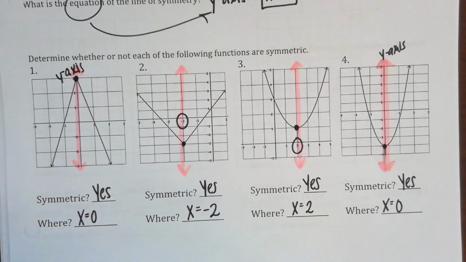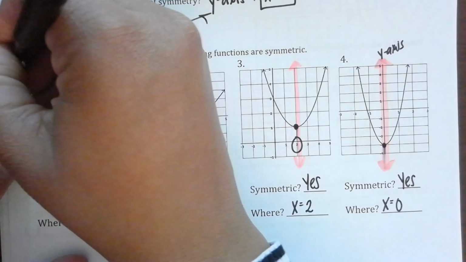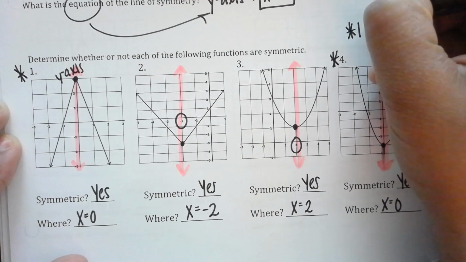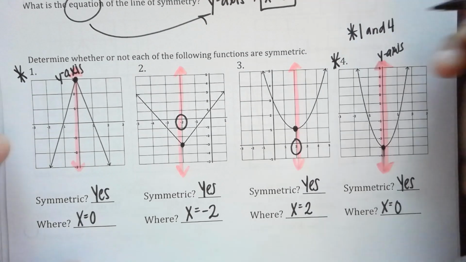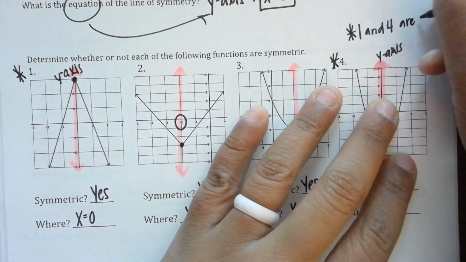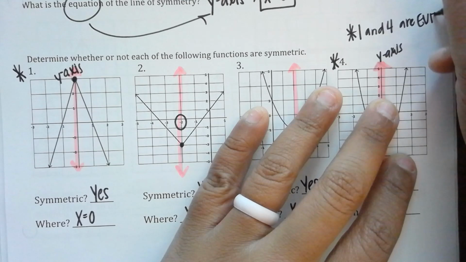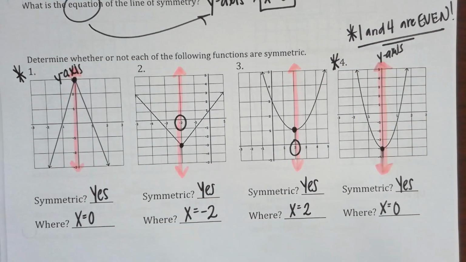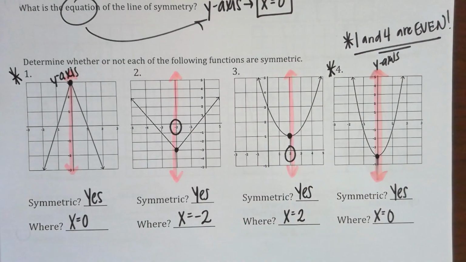What you're going to learn is these two, 1 and 4, and I'm going to write this up here, 1 and 4 are even. The reason why they are even is because they are being split in half by the y-axis itself. To be an even function, you have to be cut in half by the y-axis where you're able to fold over and meet your other side precisely and exactly.